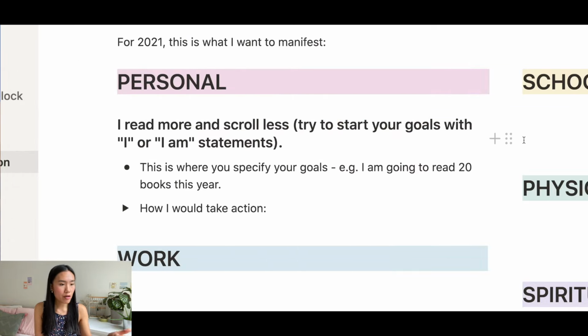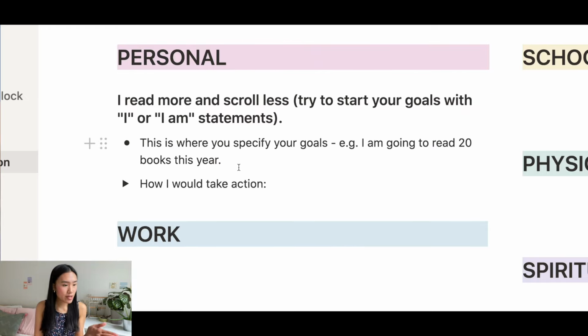Here's a little tutorial of how you can create and implement your goals. It says here, for personal, an example, I wrote, I read more and scroll less. Try to start your goals with an I or I am statement, preferably in the present tense. Instead of saying, I will be doing this or I want to be doing this, say, I am going to be doing this. I think there's power in using I am statements in affirmations and being affirmative with what you want to do. And here is a little bullet point where you can just specify your goals.